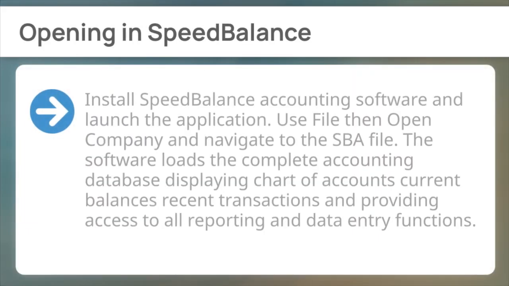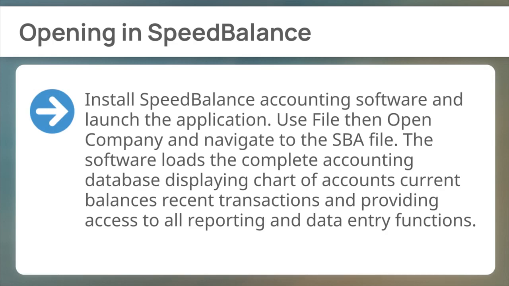First, opening in SpeedBalance. Install SpeedBalance accounting software and launch the application. Use File, then Open Company, and navigate to the SBA file. The software loads the complete accounting database displaying chart of accounts, current balances, recent transactions, and providing access to all reporting and data entry functions.